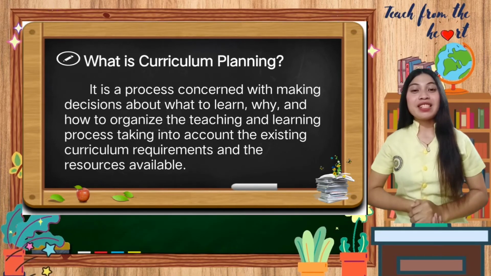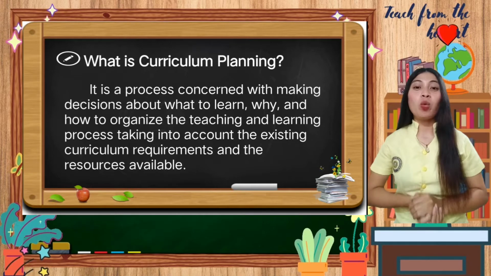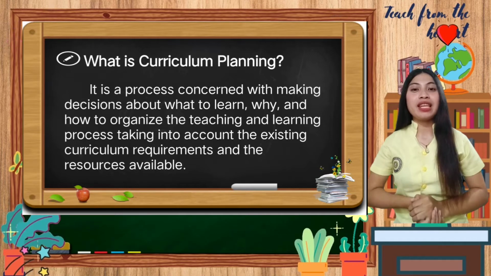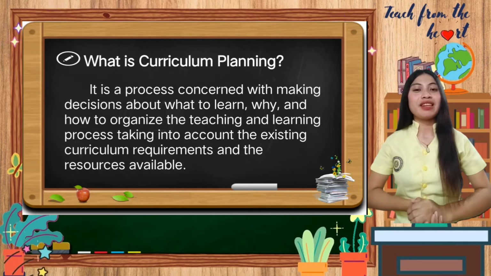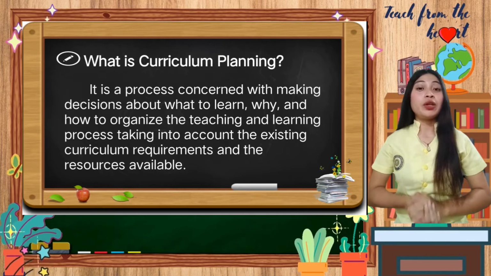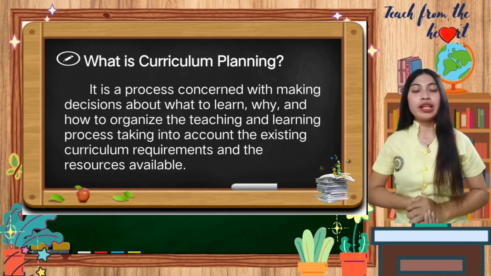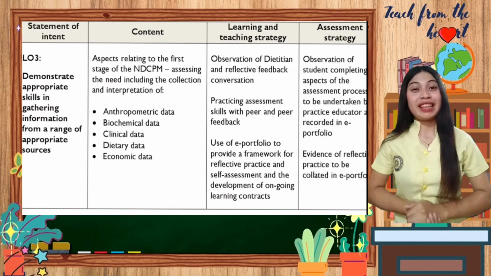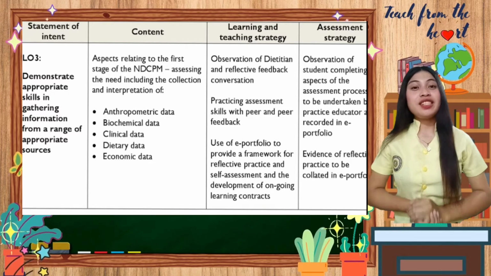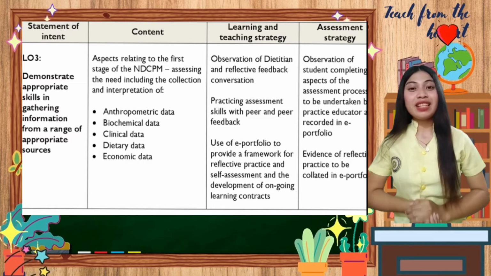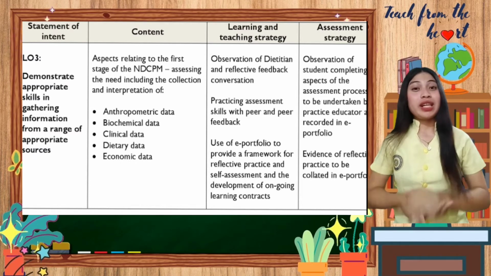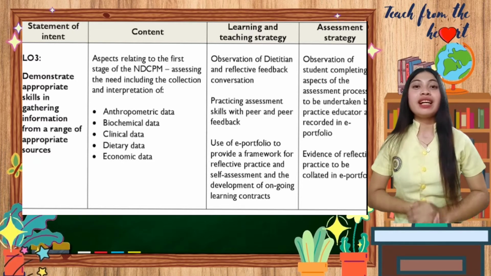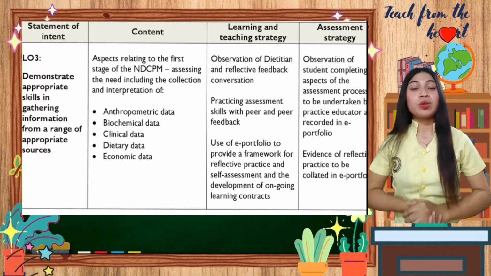In this time, let us begin our discussion by defining curriculum planning. Curriculum planning is a process concerned with making decisions about what to learn, why, and how to organize the teaching and learning process, taking into account the existing curriculum requirements and the resources available. The ultimate goal of curriculum planning is to improve student learning. Here is an example of curriculum planning. It has the statement of intent, the content, the learning and teaching strategy, as well as the assessment strategy or the evaluation. As we can see here from the picture, curriculum planning allows for focus in teaching and identifying the activities that will best help the students to learn.